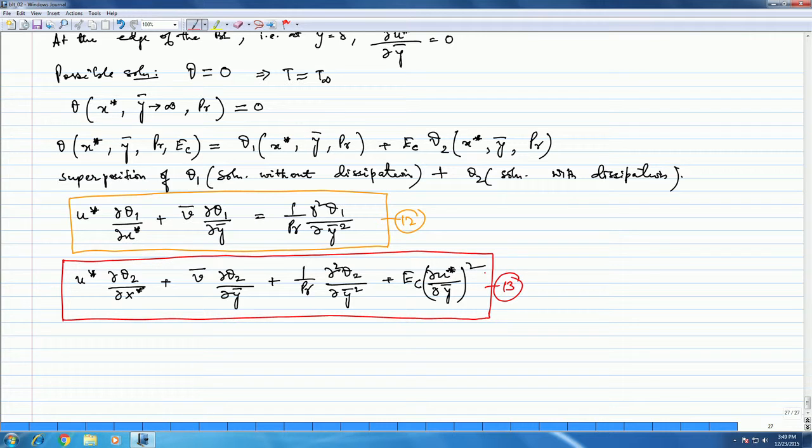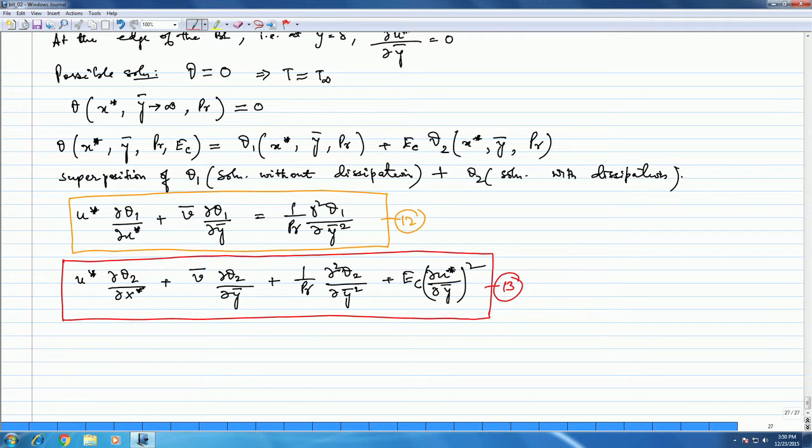Essentially what we are doing is breaking down equation 1 into 2 equations, which is easier to solve. Basically it is a solution of the linear differential equation where we define these 2 functions, theta 1 and theta 2, which is essentially the solution without dissipation and with dissipation.